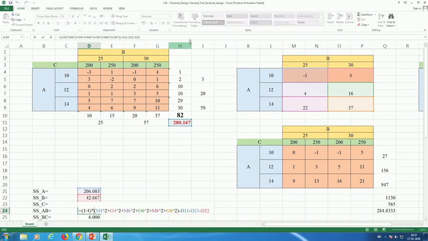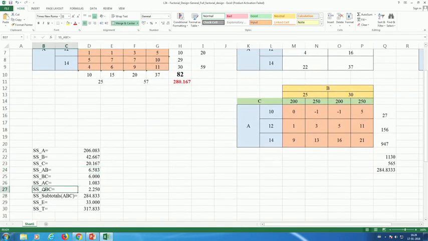Now, where is H11? This one, because this is the correction factor y dot dot dot square by ABCN, minus D21. D21 is SSA and D22 is SSB. Okay. Suppose you want to see the SSABC, that is the three-way interaction.